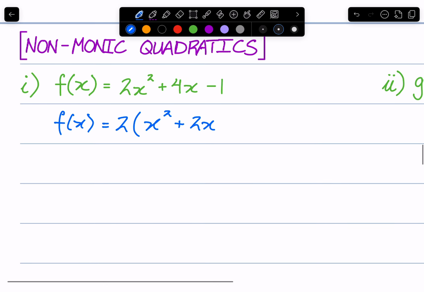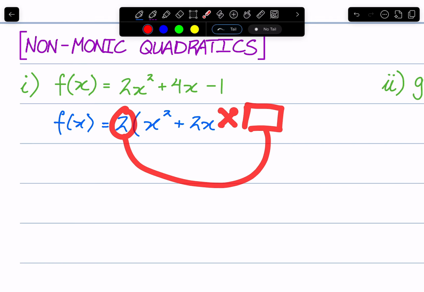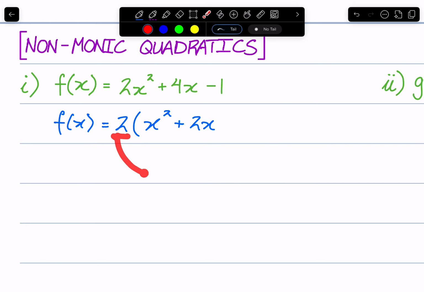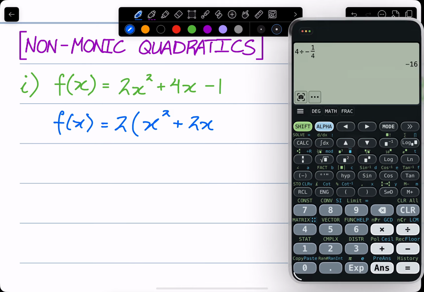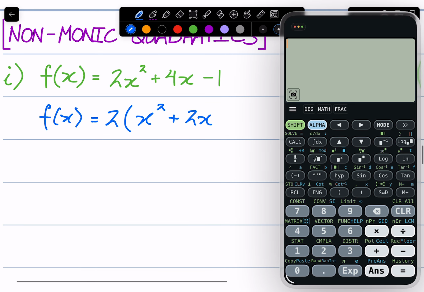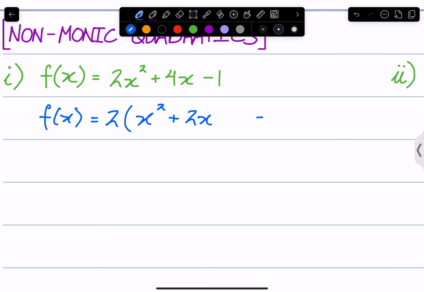Now pay close attention to how I'm going to write this one out. 2 times something, and I'm purposely leaving space here. 2 times something gives me negative half. Well, if ever you're confused with what that might be, you can always just find it by doing negative half divided by 2. You can see it there, it's negative half. So leaving the space there, negative half.